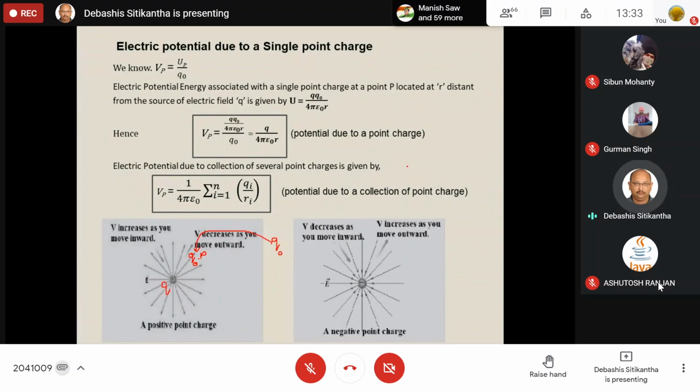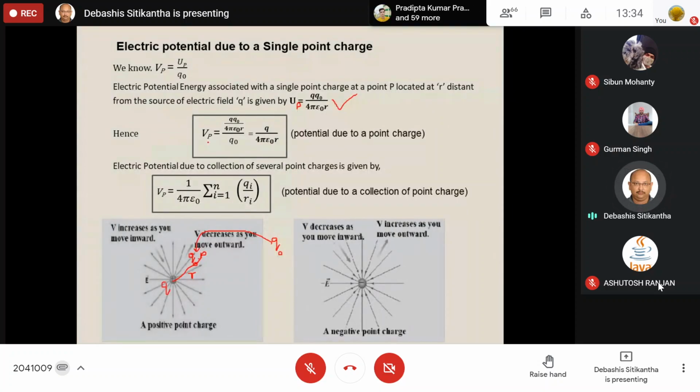So what will be the electric potential energy? It is given by this term. We have already covered this one. UP is equal to QQ0 by 4 pi epsilon 0 R. So what is R? R is nothing but the distance between these 2 points. So this is your distance of separation R. No need of writing it in vector because all of them are scalar quantities.